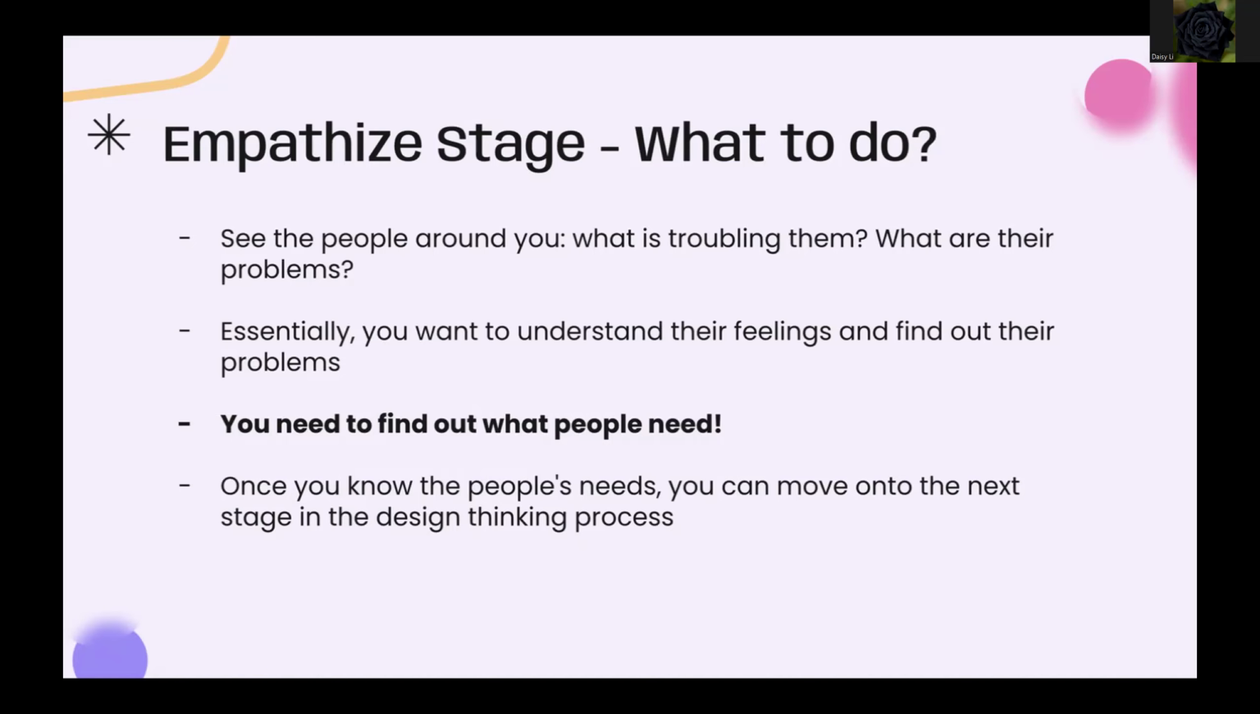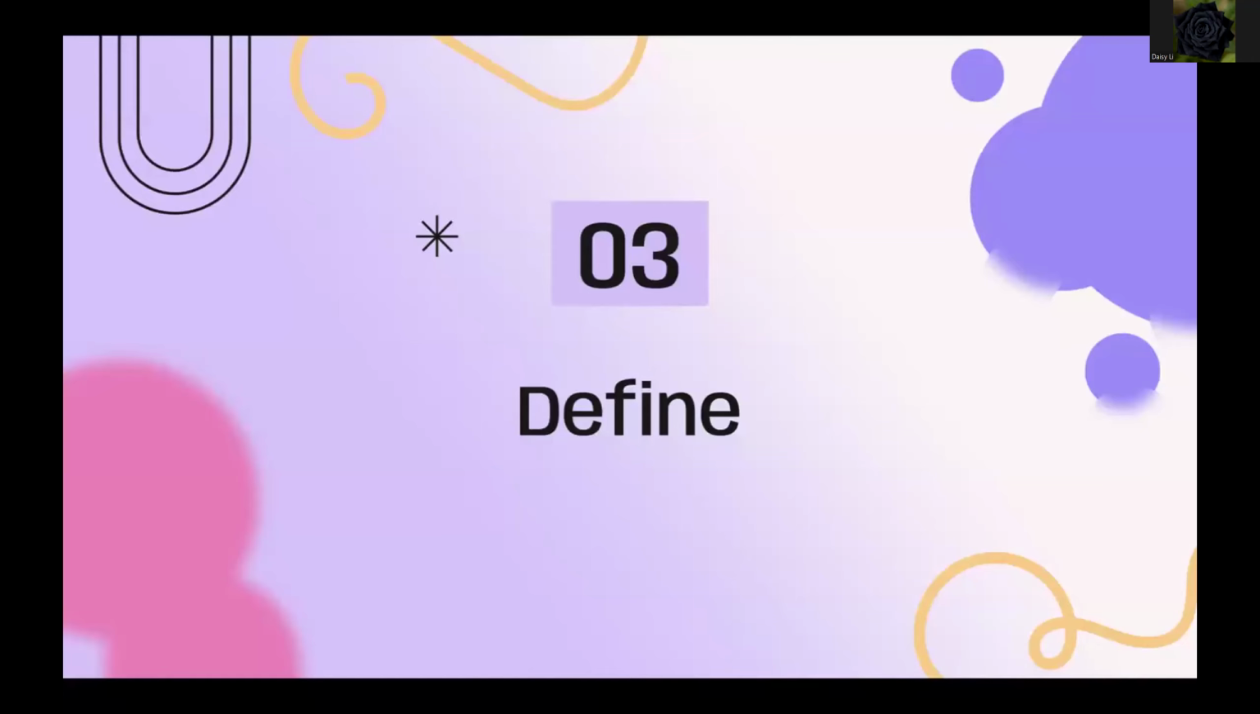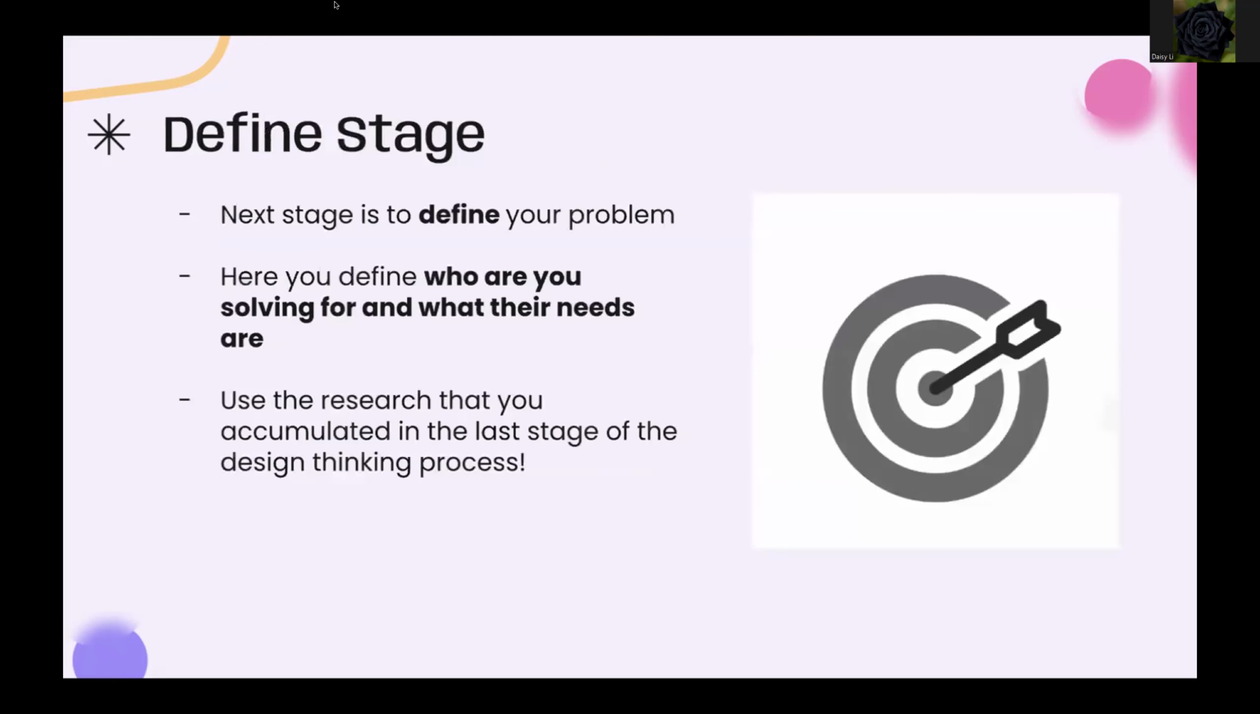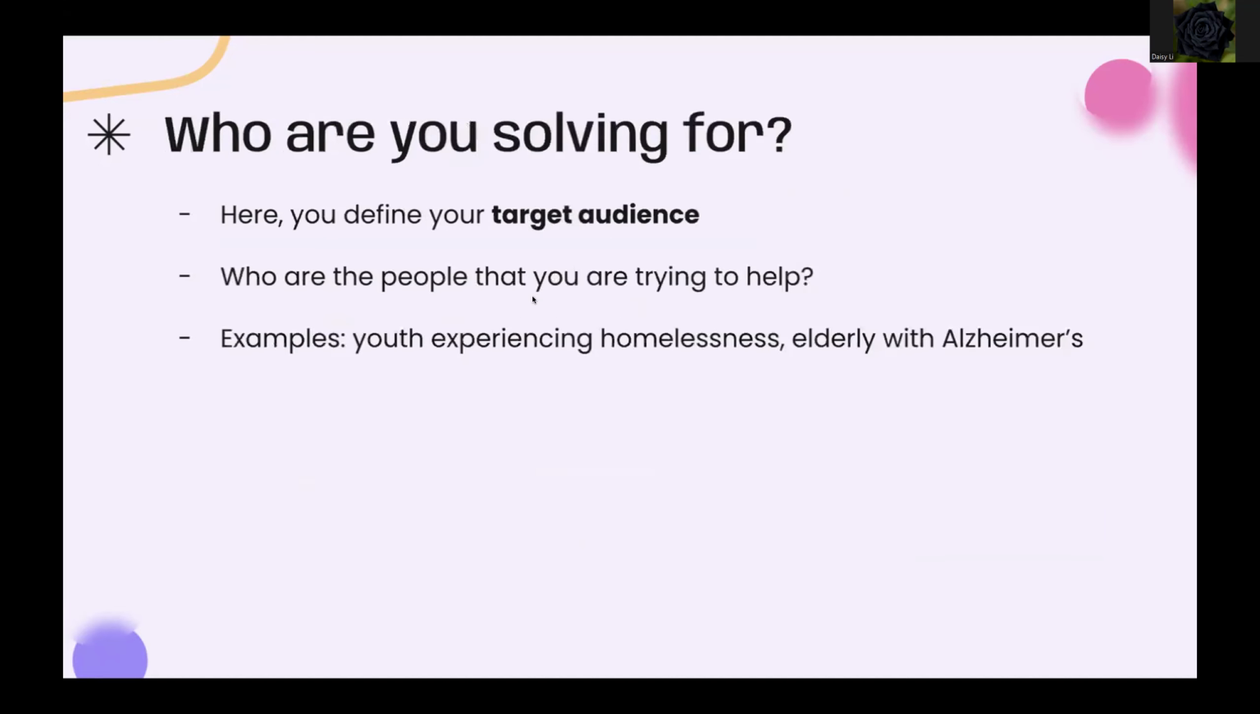Once you know the people's needs, you can move on to the next stage in the design thinking process, which is define. In the define stage, your goal is to define your problem. Here you define who you are solving for and what their needs are. Using the research that you accumulated in the last stage of the design thinking process, you find a problem that you wish to solve.